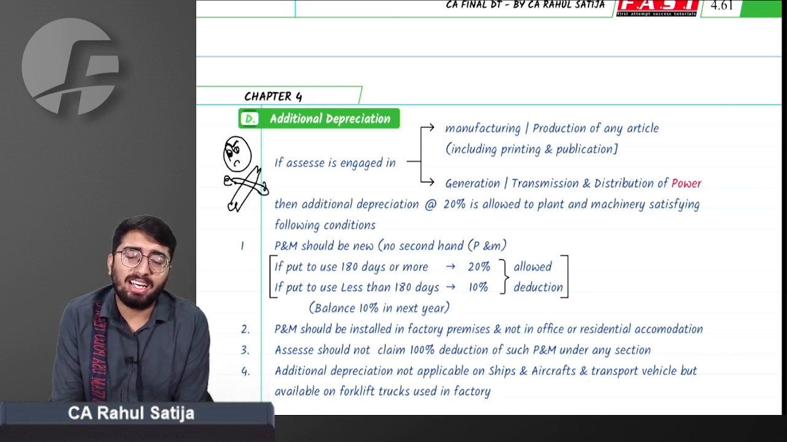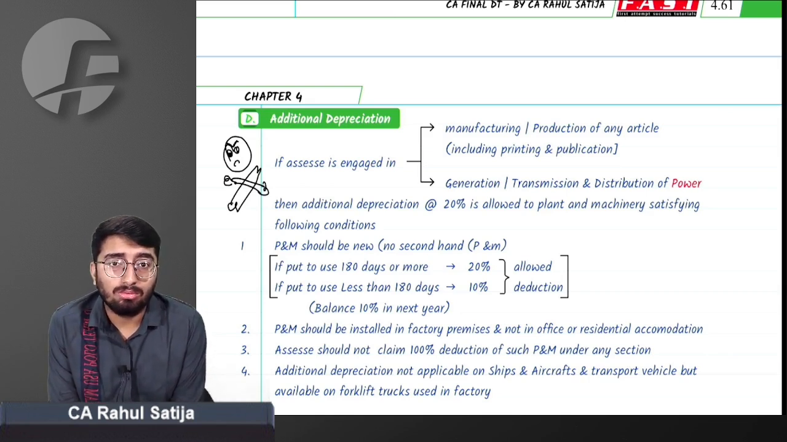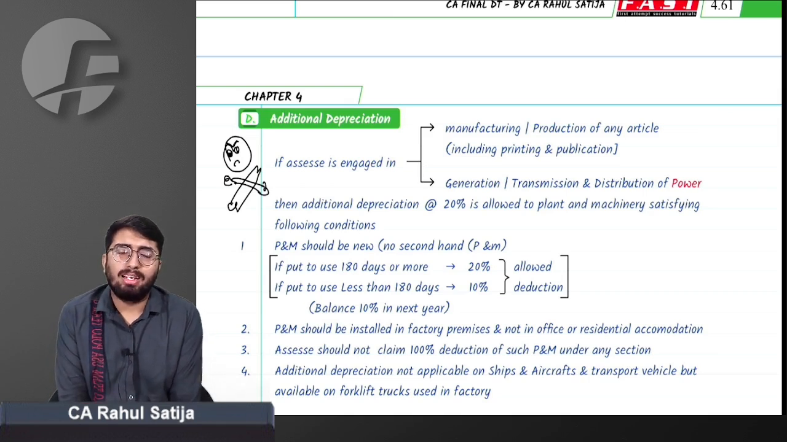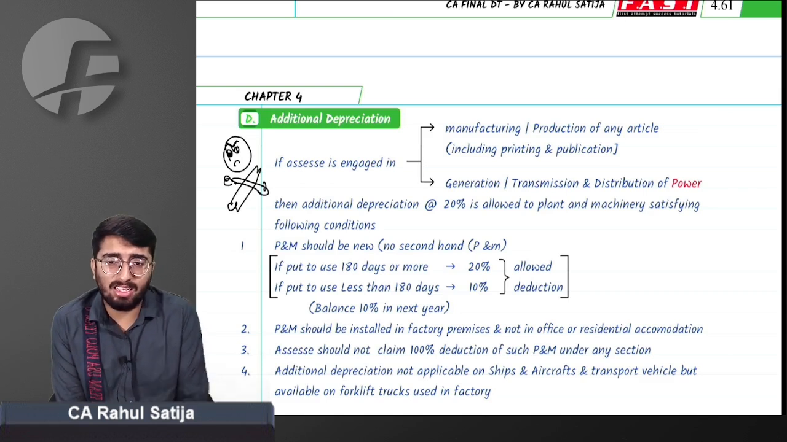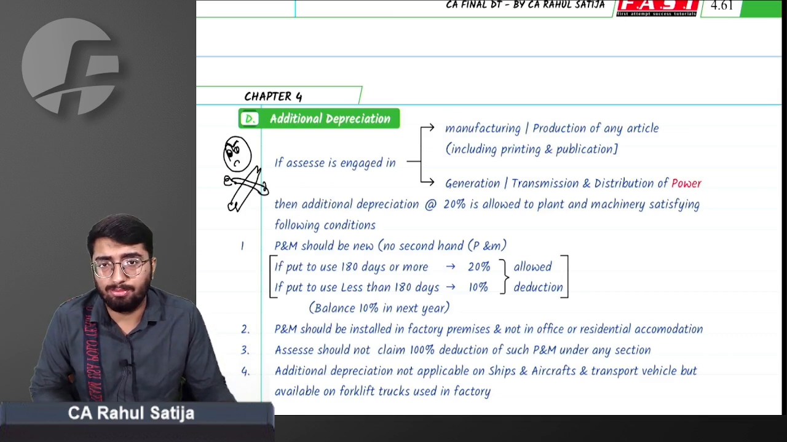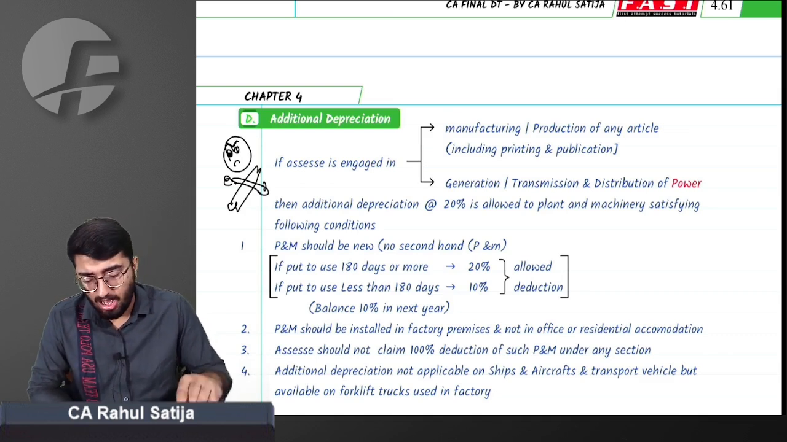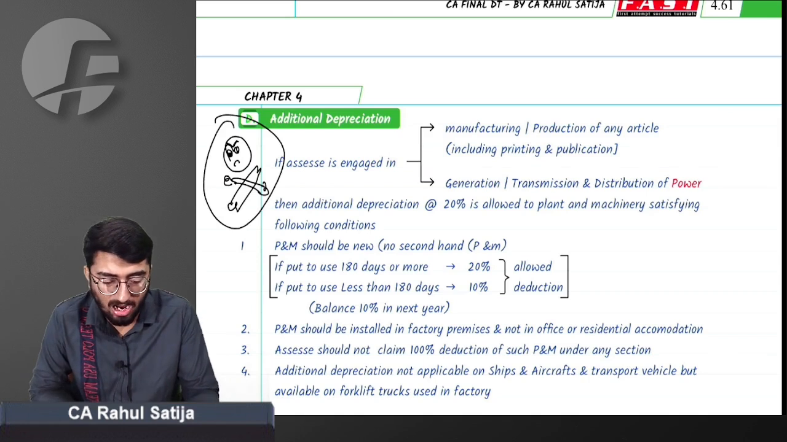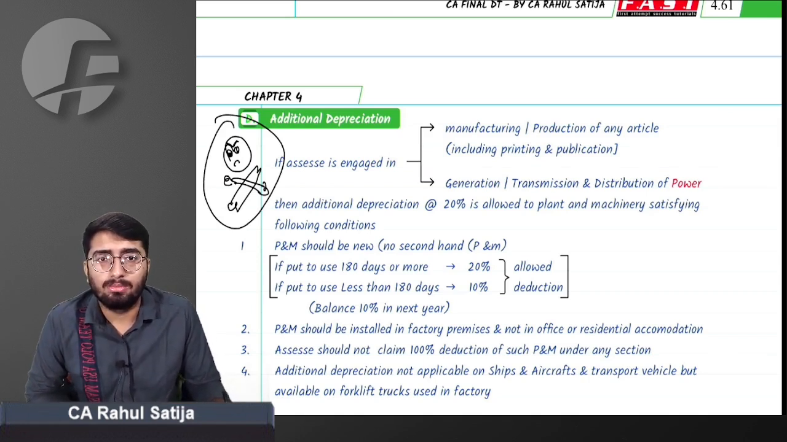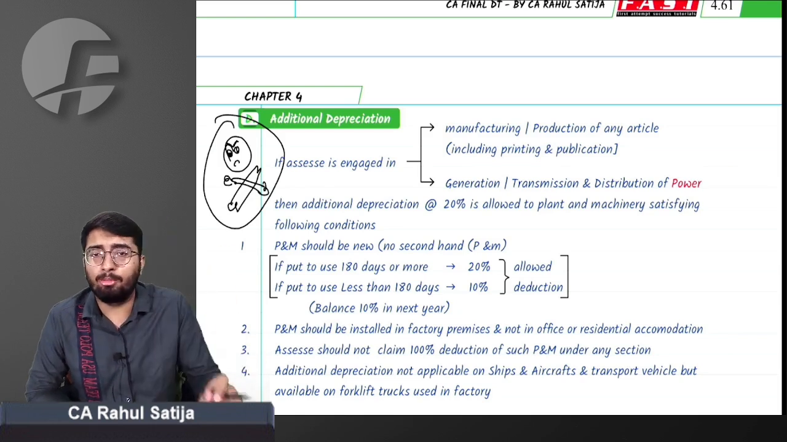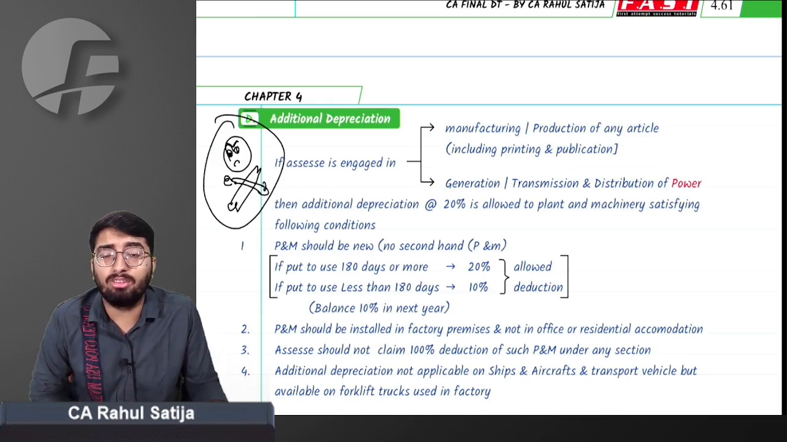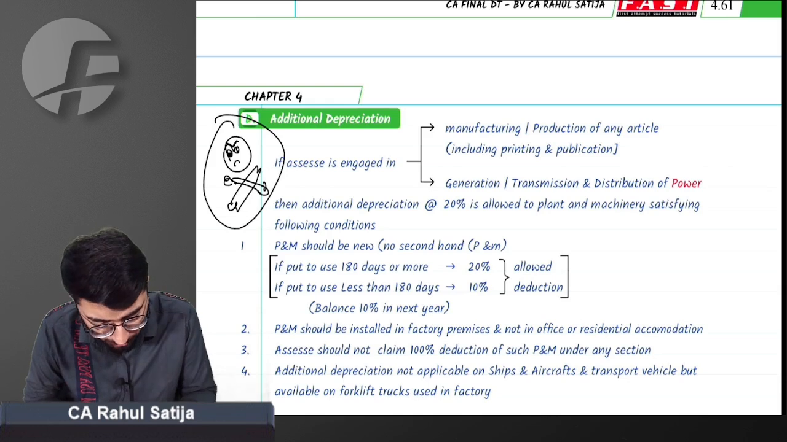Even if the entity is a manufacturing entity and tax is to be calculated as per the old tax regime, you tend to forget to give the adjustment of additional depreciation. I want you all to remember this by heart: whenever you see a manufacturing entity and tax is to be calculated as per normal provisions of the Income Tax Act, you have to give the impact of additional depreciation.